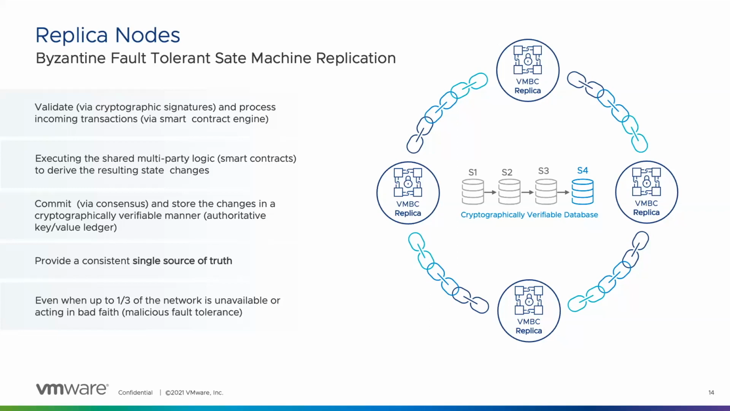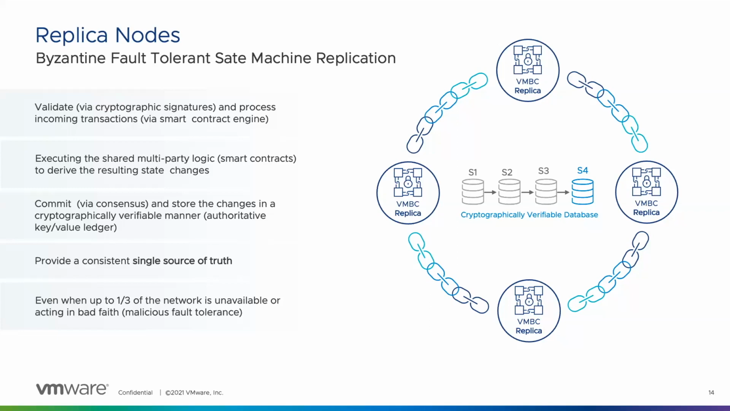And the replica nodes are the Byzantine fault-tolerant state machine replication. They are the blockchain aspect of the network. They actually validate, via cryptographic signatures, and process all those incoming transactions. And then they actually execute the smart contracts, the shared logic, and create that shared state and commit those via consensus and so on. The nodes of the replica network create that single source of truth.